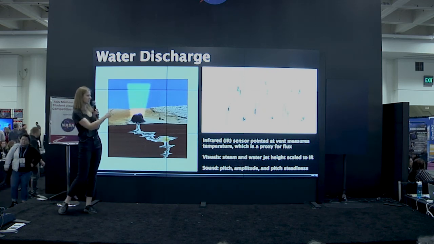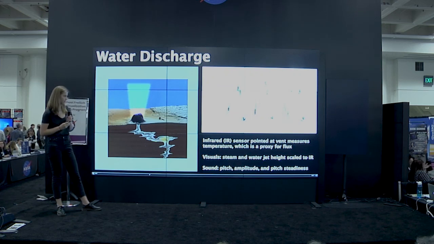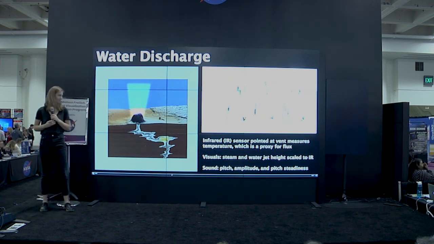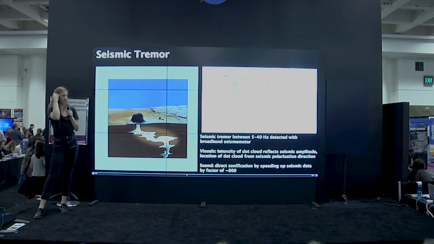So this is the key that's going to show us what the movies look like. So that's for water discharge, or the temperature at the vent.